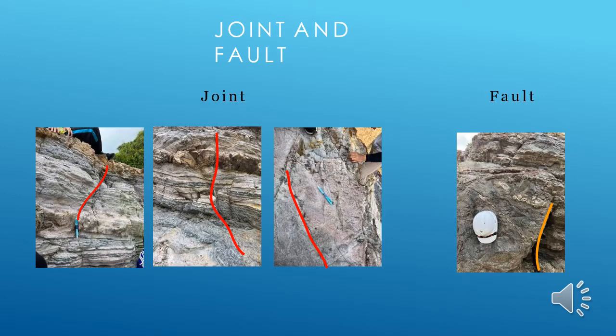In these 2 outcrops, joint and fault can be shown clearly as shown in this slide. As we know, joint is the fracture of rocks on the surface with little or no displacement. Fault is the fractures in the bedrock along the tectonic movement.